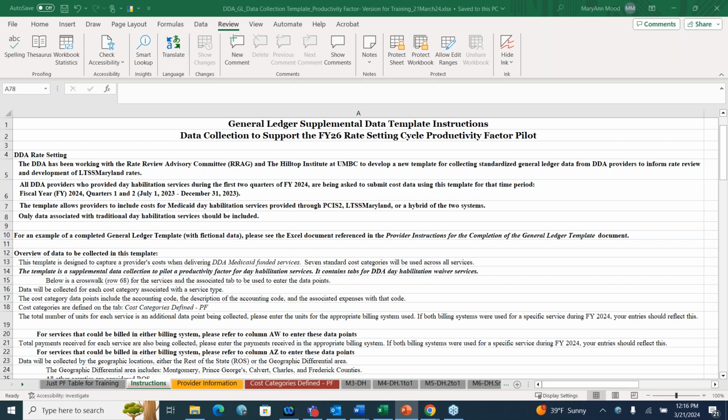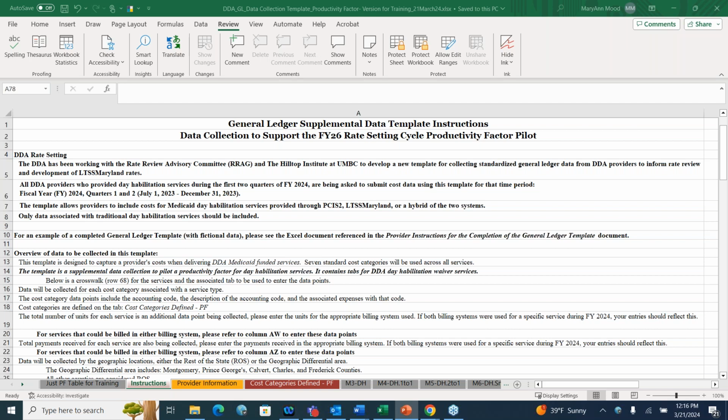We have already received a number of questions in our DDA rate email box regarding what we mean by day hab services. Is it just day hab services? Is it community development services, community learning services, et cetera? This is just focused on the day habilitation services, including the different staffing ratios as well as the different group sizes in day habilitation, but it is just focused on day habilitation services at this point.